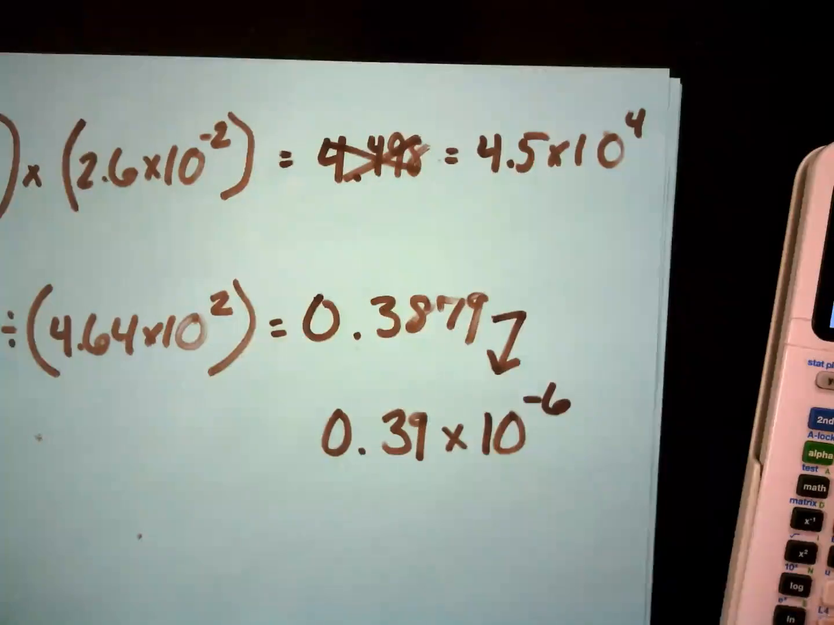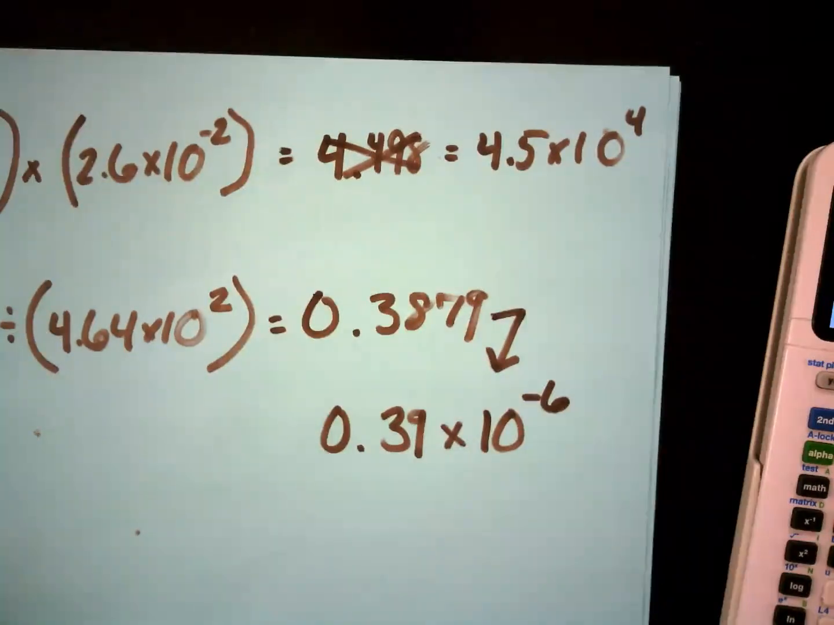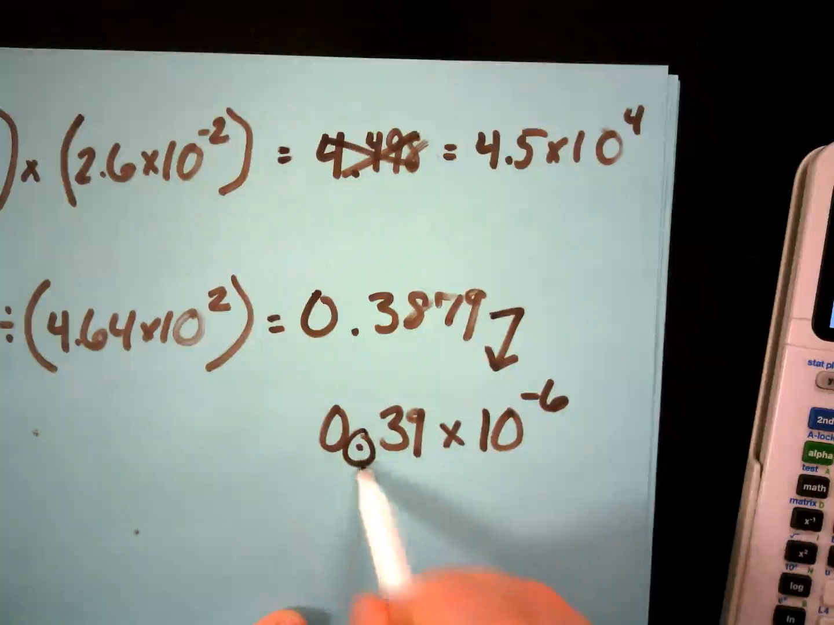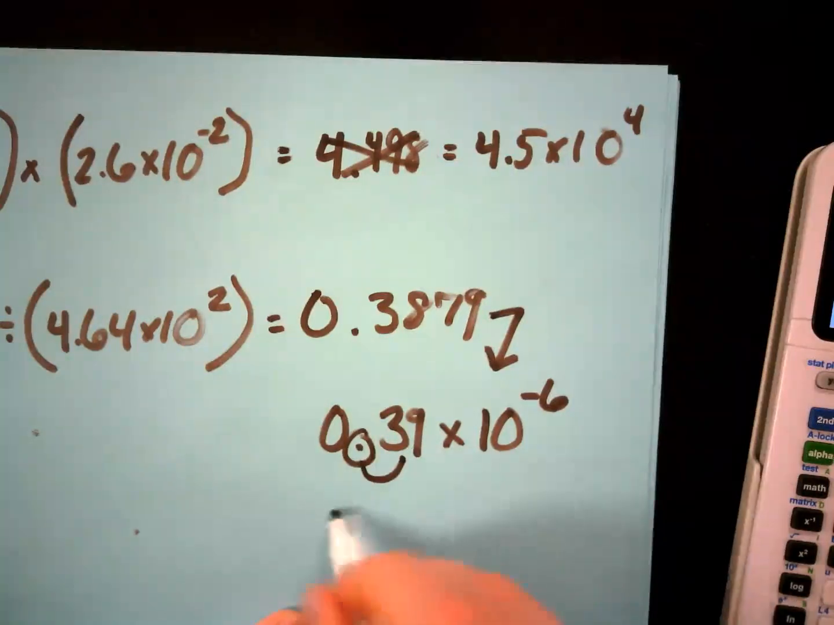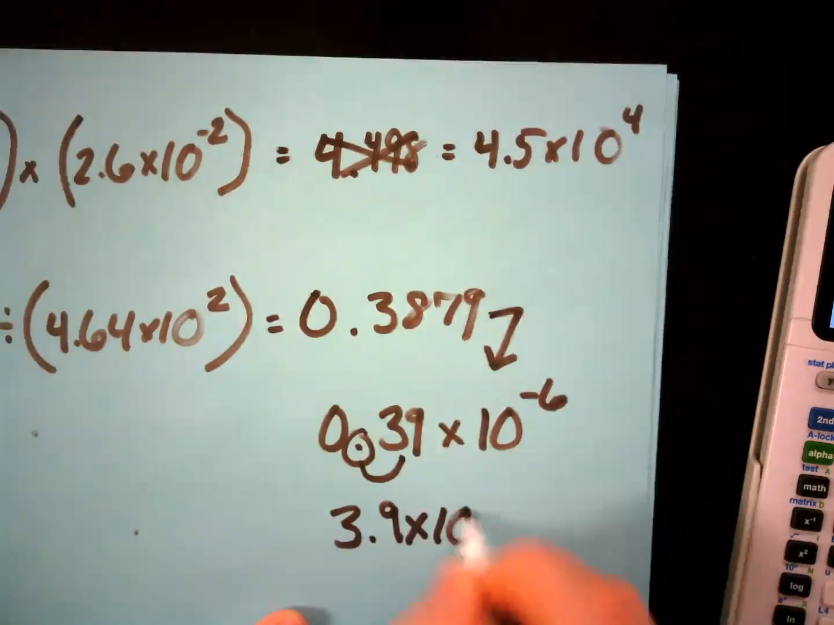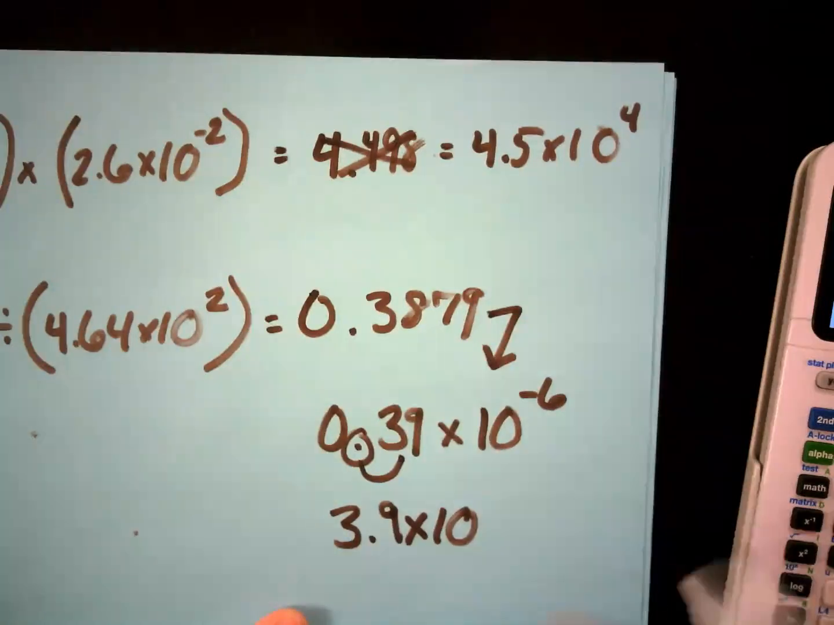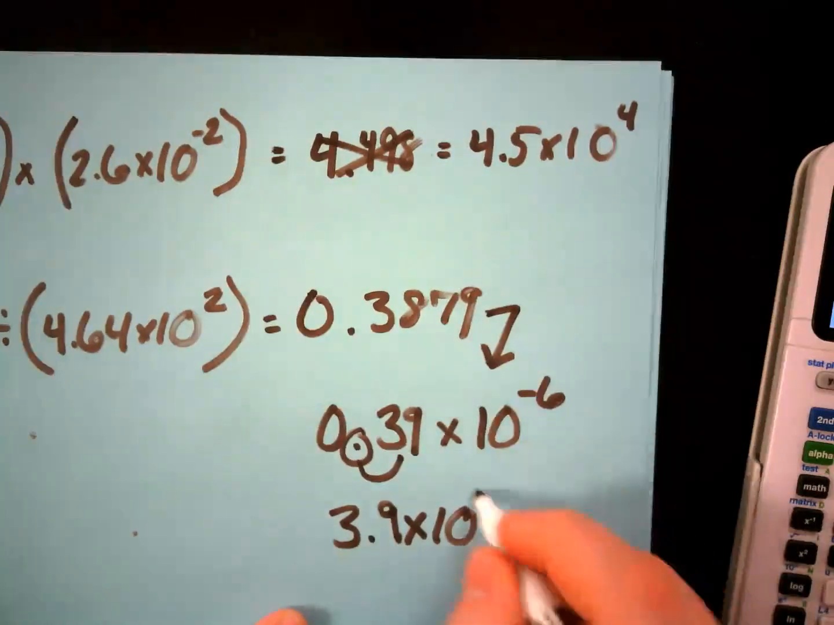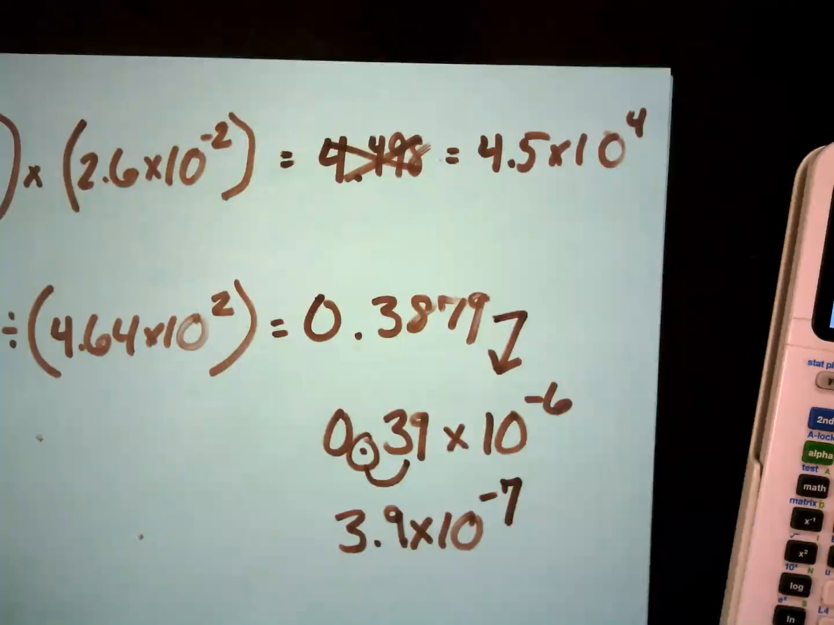Now, the only problem is this is not in the correct scientific notation, so we have to take this guy and then move it over 1 to the right, which will then be 3.9, but because we moved it to the right, that means we then subtract 1 from -6, which gives us 3.9 times 10 to the -7th power.